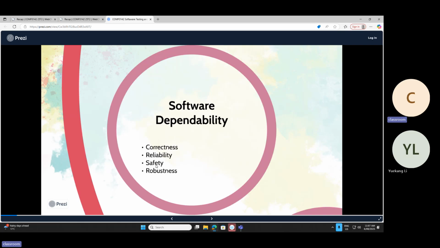And dependability consists of four different properties: correctness, reliability, safety, and robustness. Can you still remember the relations between these four properties? Like what is correct but unreliable? What is safe but not robust? So these are the key concepts here.